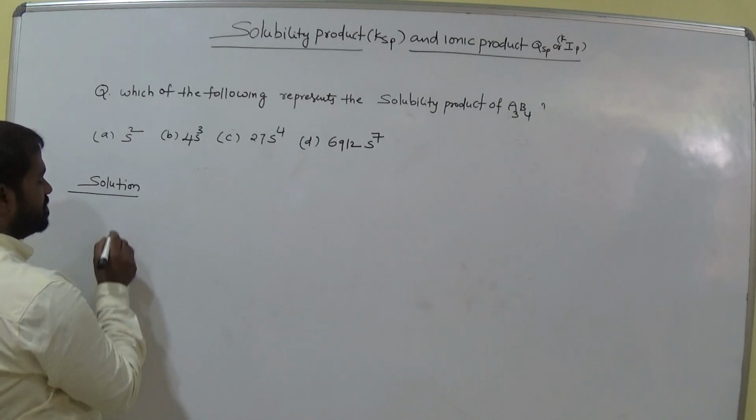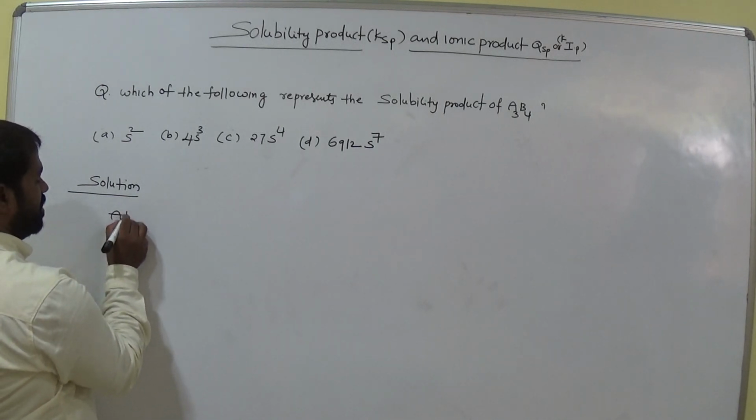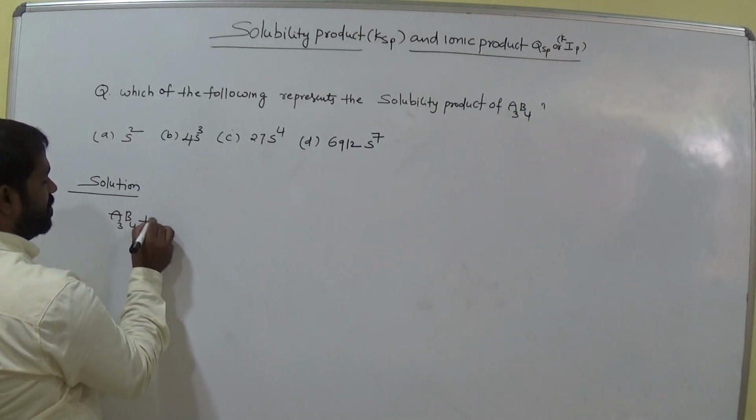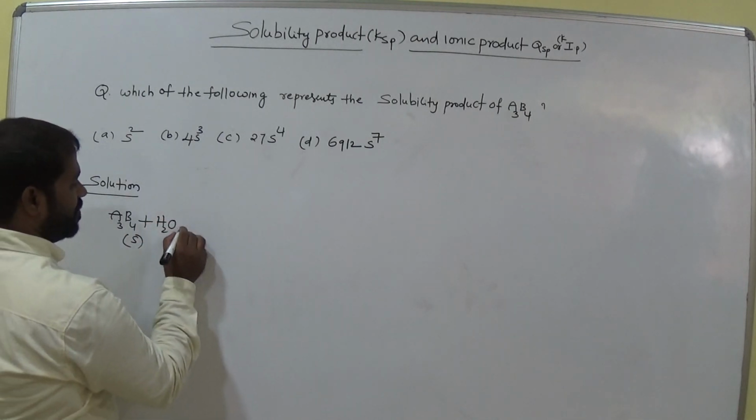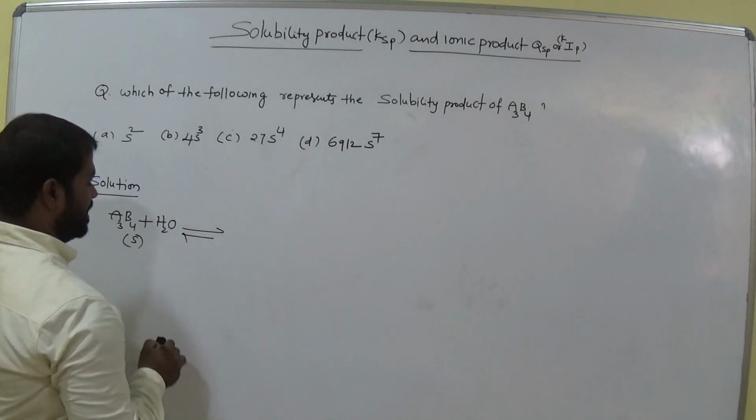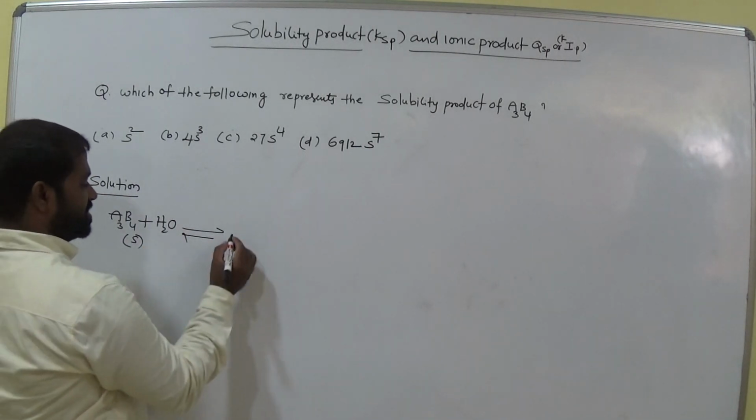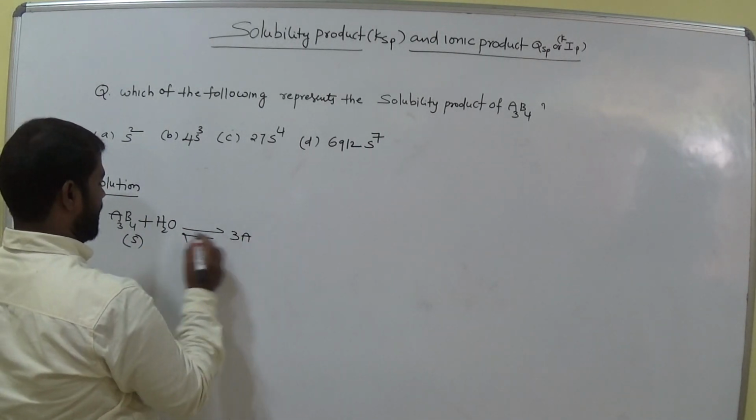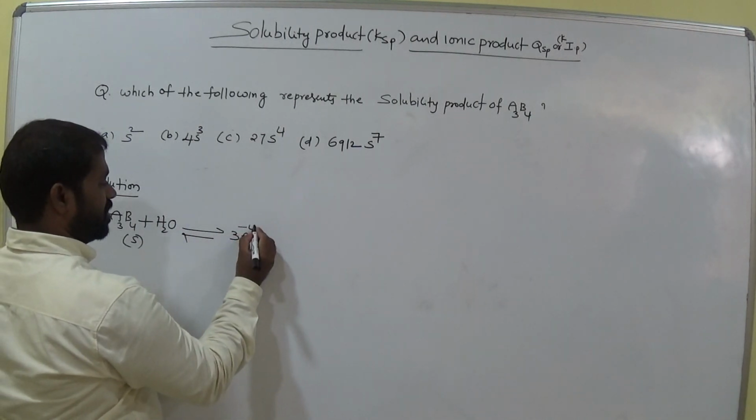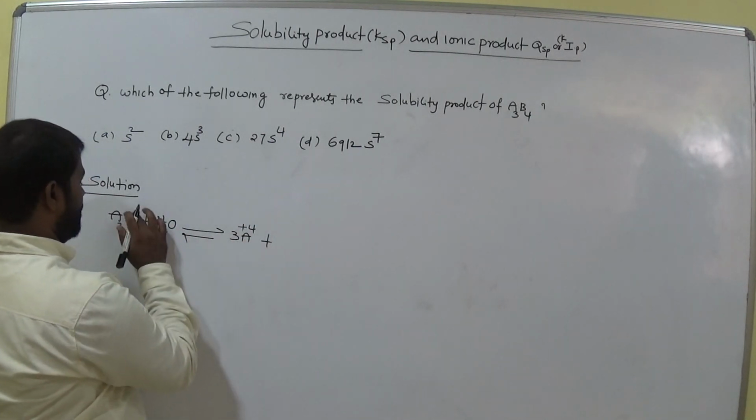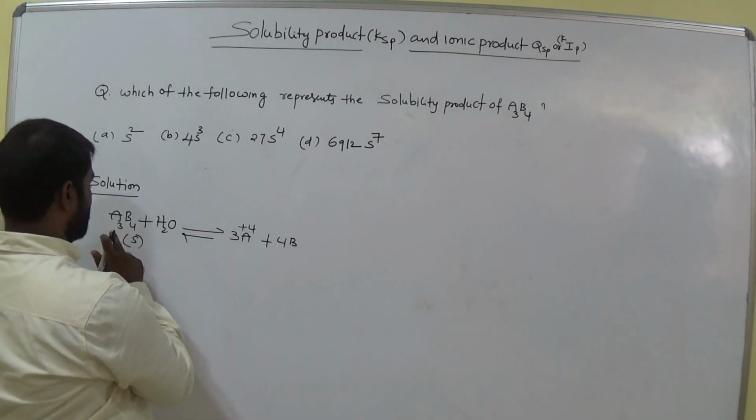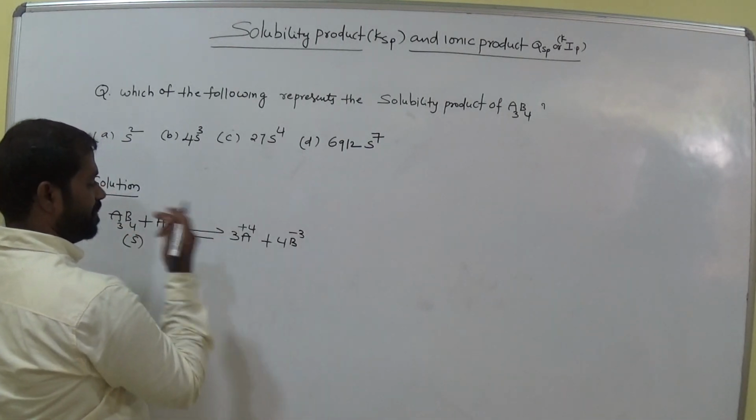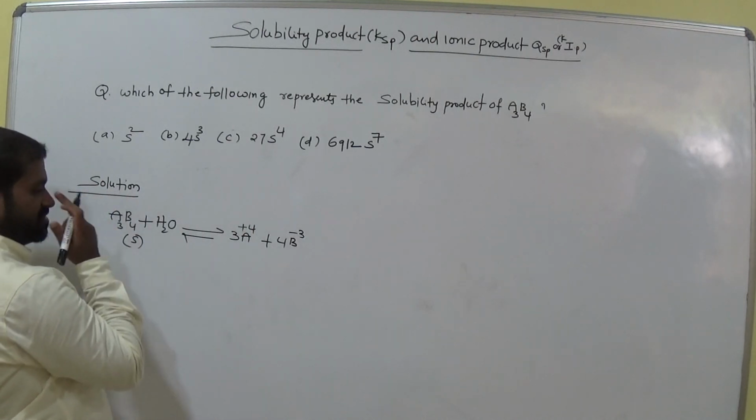What is the given type of salt? That is A3B4. When dissolved in water, which is called solid, it undergoes ionization. How many A atoms here? 3, right? What is the oxidation state of A? Plus 4. How many B here? 4 B atoms. Now what is the oxidation state of B? 3. Exchange the charges.